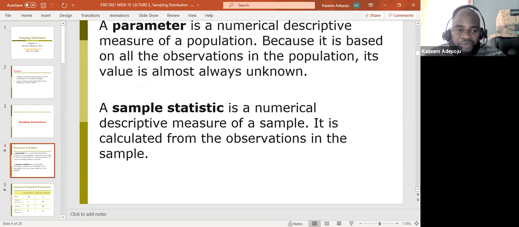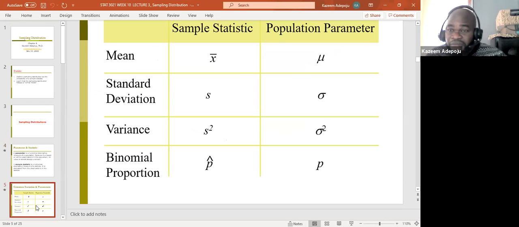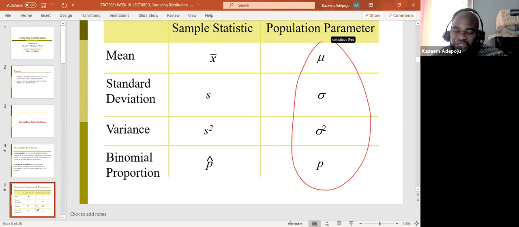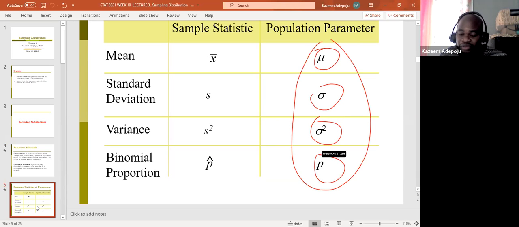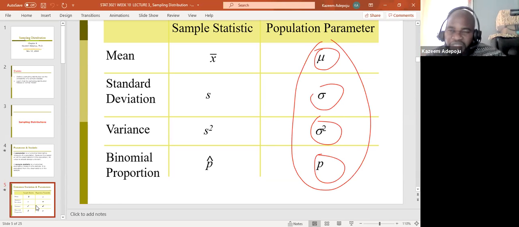Okay, so the next thing that I'm going to show you right now is the difference between the sample statistic and the population parameter. Of course, like I said, these are the symbolic representations of parameters. Mean, we got it. The symbolic representation of mean is this guy here. The standard deviation is this guy here. The variance is this guy here. Proportion is this guy here. So these are the symbolic representations of the population parameter.